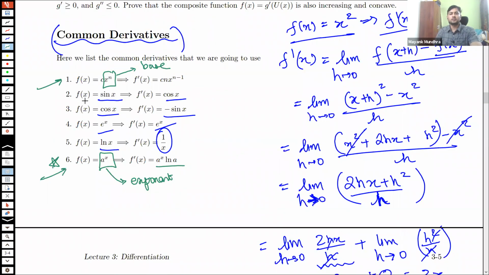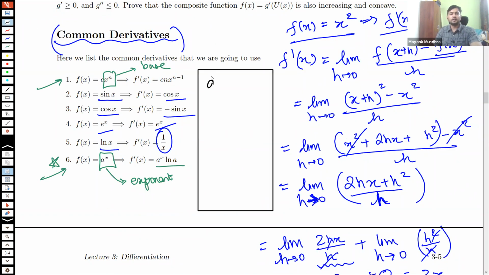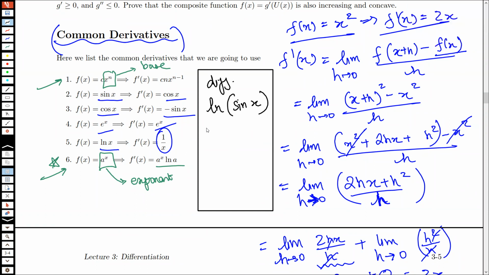Box, right? This, differentiate log of sine x. So what is going to be the differentiation of log of sine x? So cot x.